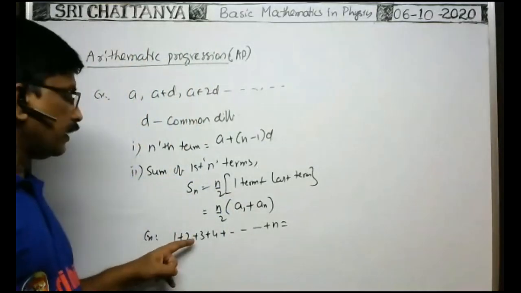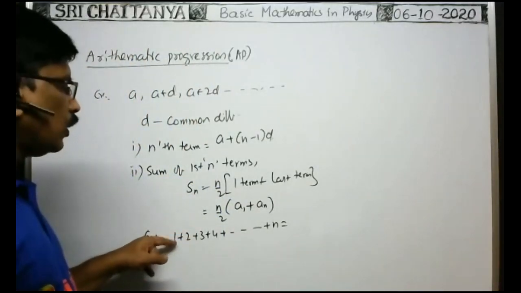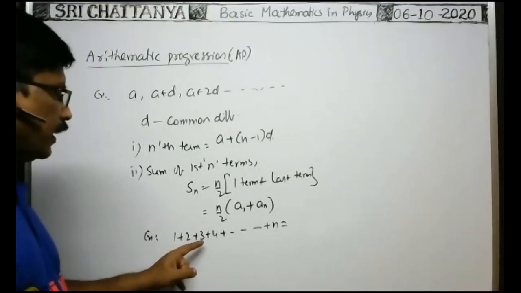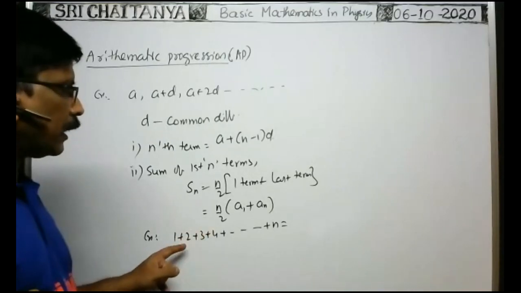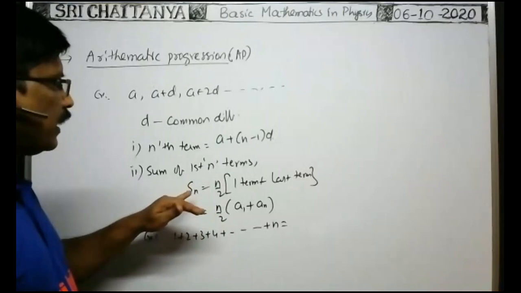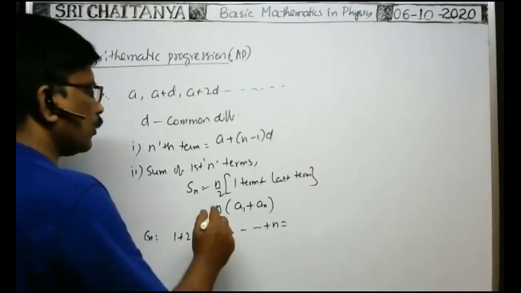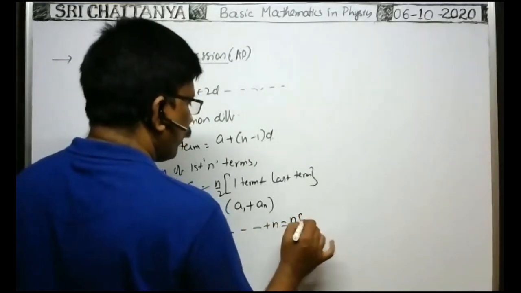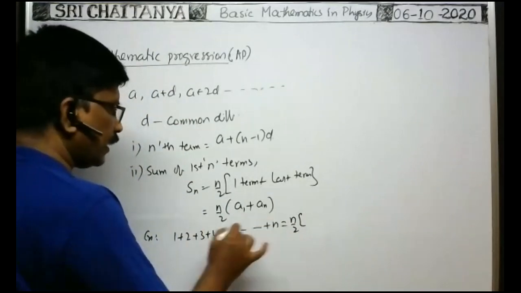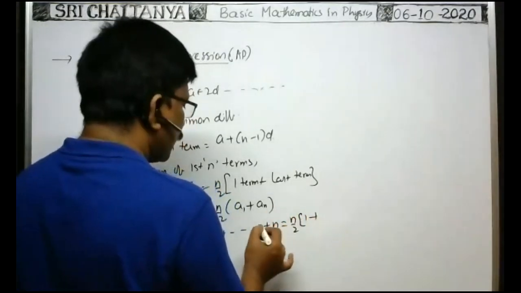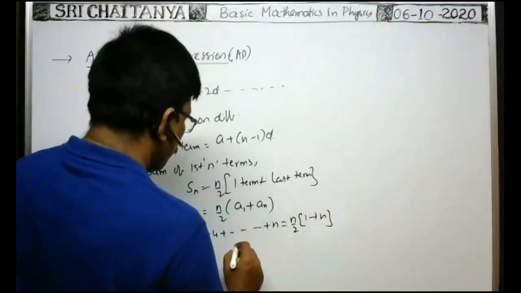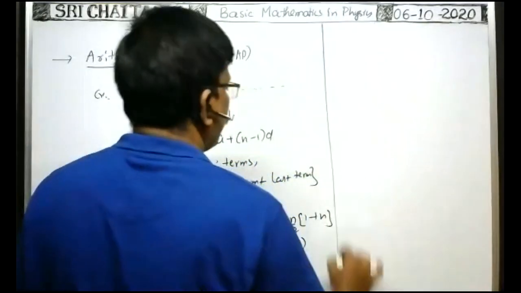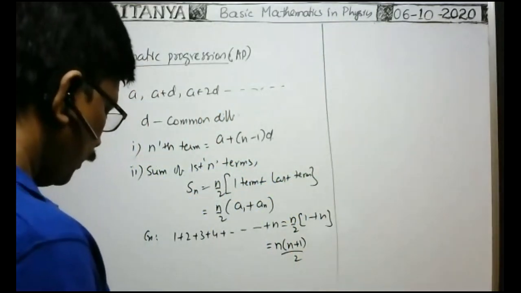The difference between any two adjacent terms is equal to 1. 3 minus 2 is 1, 4 minus 3 is 1. That means these are in AP. When they are in AP, the sum of n terms is number of terms by 2, that is n by 2 into first term a1, which is 1, and last term n. So the sum of n terms is equal to n into n plus 1 by 2. This is the formula for the sum of first n terms in AP.